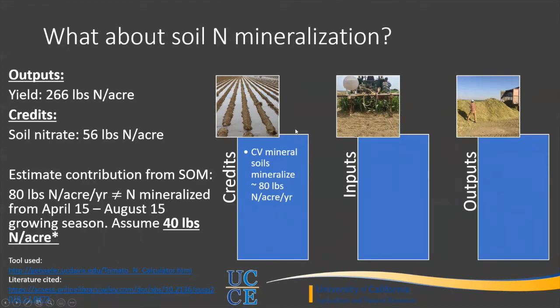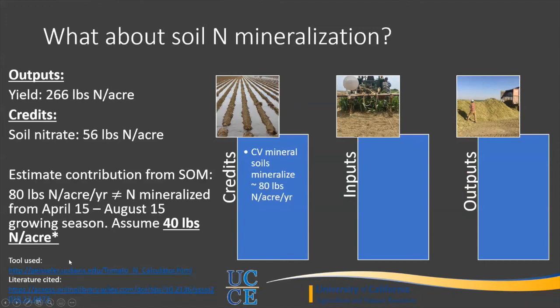Now, we know through studies that Central Valley mineral soil can mineralize about 80 pounds of nitrogen per acre per year in the top foot of soil. That's over the entire year, but here in this case, we're not growing a crop for the entire year. So we need to figure out how much nitrogen is being mineralized just during the growing season. We're going to say that this crop is planted on April 15, and we have an estimated harvest date of August 15, about a 120-day corn hybrid.